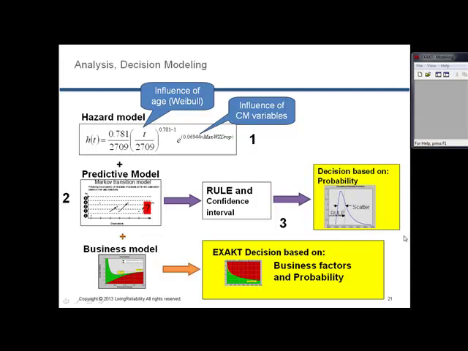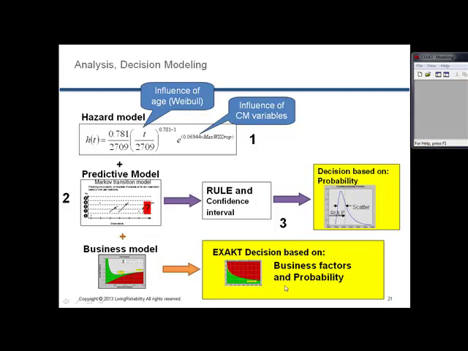The flow diagram illustrates the three-step sequence in building a condition-based maintenance, or CBM, optimized decision model. I'll demonstrate all three steps. Following that, I'll show how to export the completed model to the corporate network, where it assumes the role of an intelligent agent working in the background to monitor condition monitoring data.